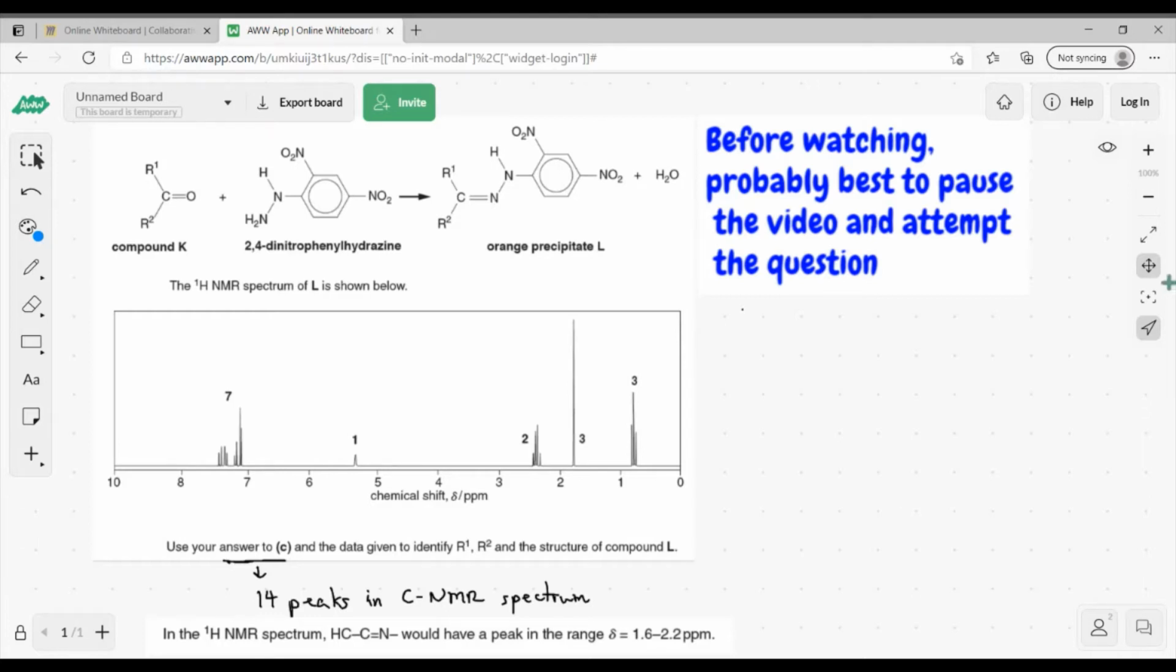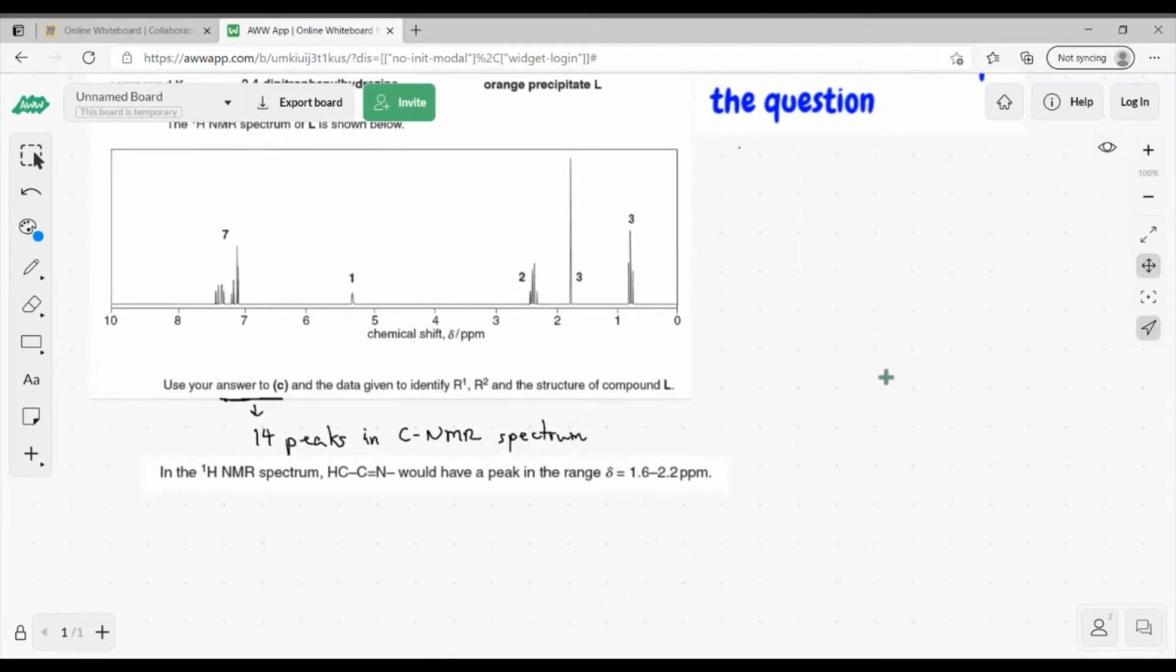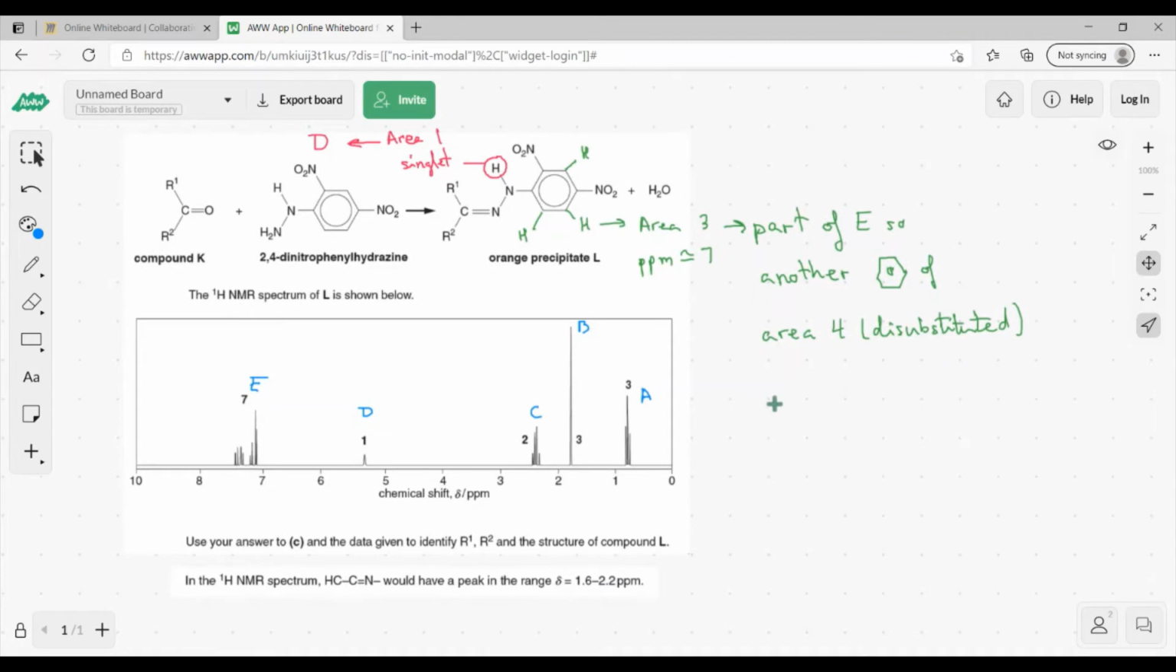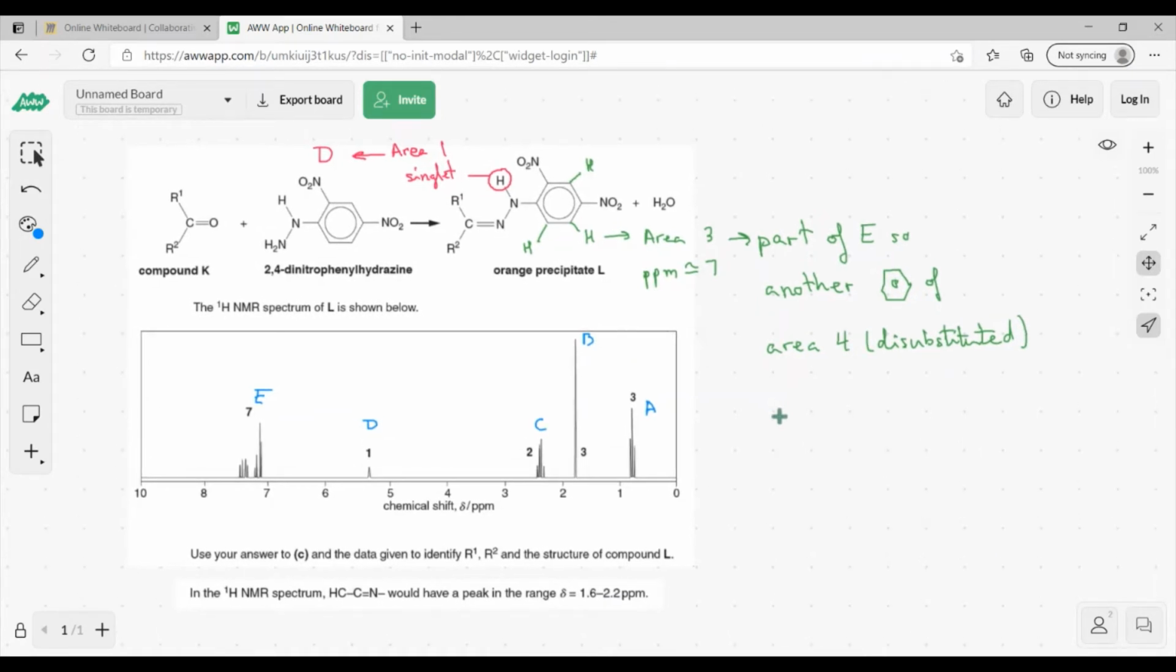So, I would say, first thing to do, label the peaks. So, A, B, C, D, E. Brilliant. Now, this question is unusual because they give you part of the structure here. So, what we have to do, or what I think would make it easier, is to match the protons from the structure to the spectrum.